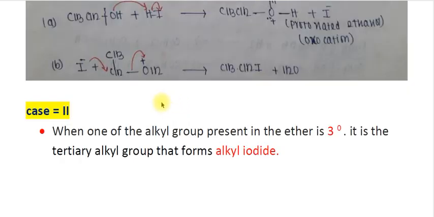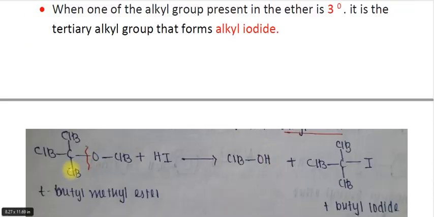The next case is when one of the alkyl groups present in the ether is tertiary. It is the tertiary alkyl group that forms the alkyl iodide. Here you can see the alkyl groups on either side of the ether, one side and the other side. The only condition in case 2 is that one of the alkyl groups present in the ether is tertiary. Here this is the tertiary group, CH3C(CH3)2OCH3. So it is the tertiary alkyl group that forms the alkyl iodide.